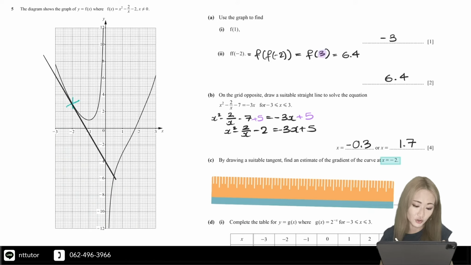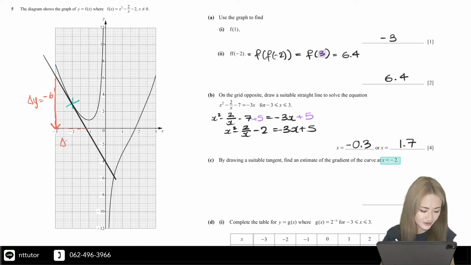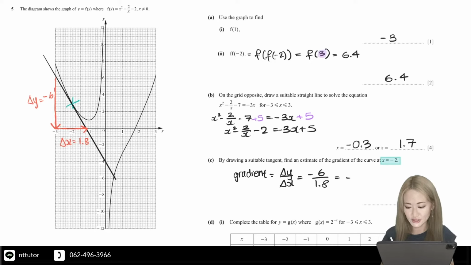Then you find the gradient of the straight line by using gradient equals change in y over change in x. To find this, we need to draw a right angle triangle down here. The change in y goes all the way from 6 to 0, so the change in y is minus 6 because it's going down. And the change in x goes from minus 3 to almost 1, so that's 1.8 roughly. Therefore, the gradient is equal to change in y over change in x, which is equal to minus 6 over 1.8, which equals minus 3.333.